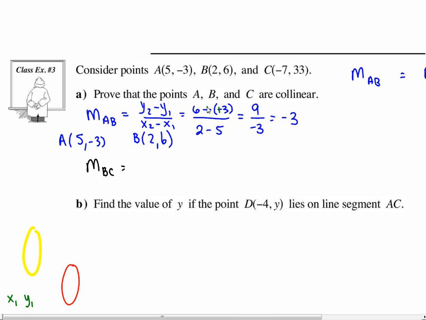I could have also done AC. That would have worked too, slope of AC, and that would have proved collinear as well. But we're going to use AB and BC.